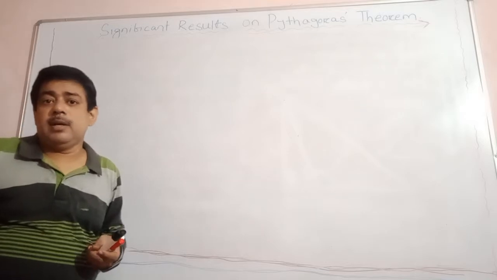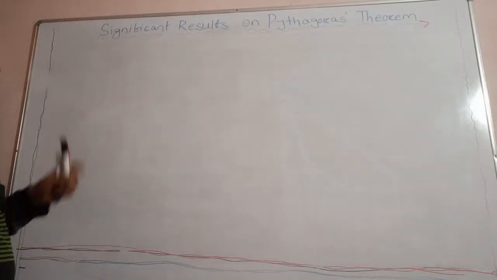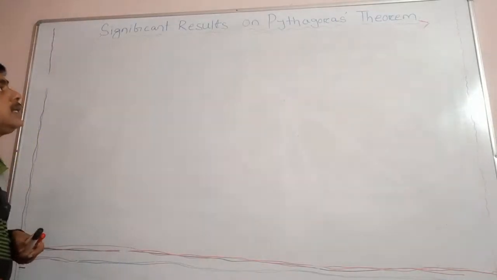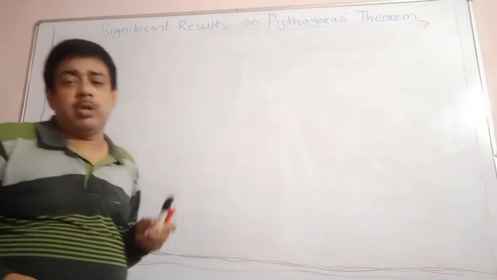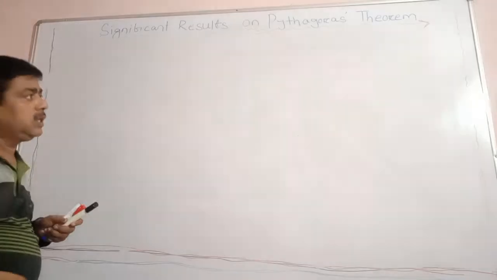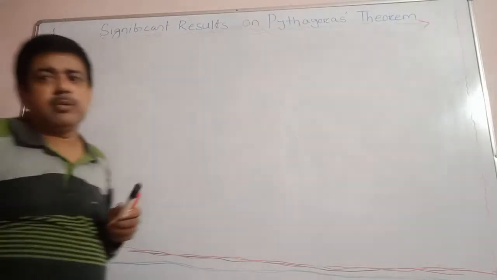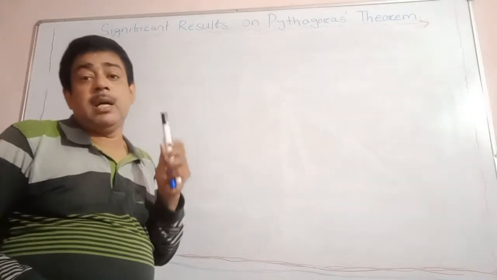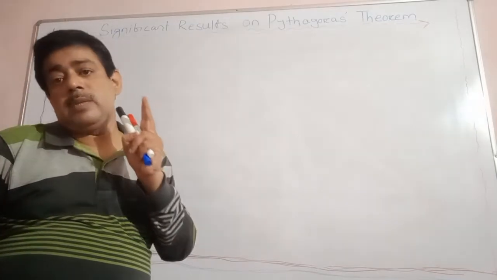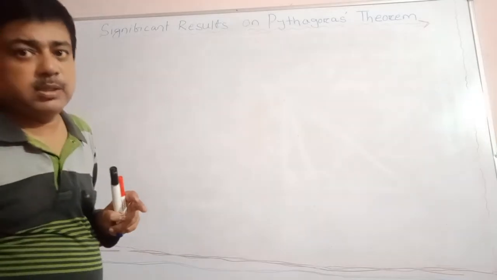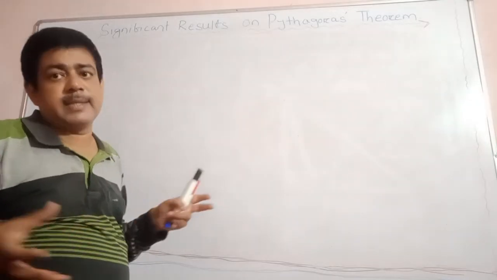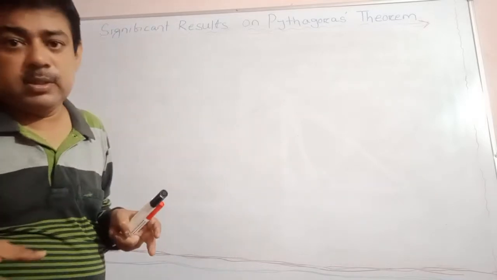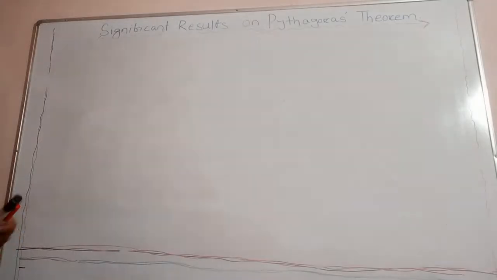Today I am going to discuss another significant result on Pythagoras theorem. Okay, so how can the Pythagoras theorem be useful in solving geometrical problems? Today I am going to discuss the obtuse angle triangle, and the relationship between its three sides. How can you find the exact relationship between the three sides of an obtuse angle triangle using this important, vital concept? Okay, let us see.